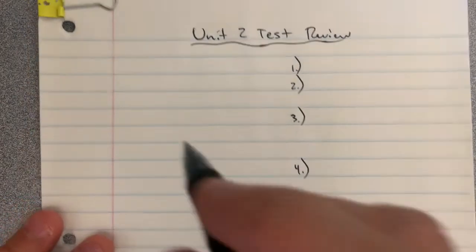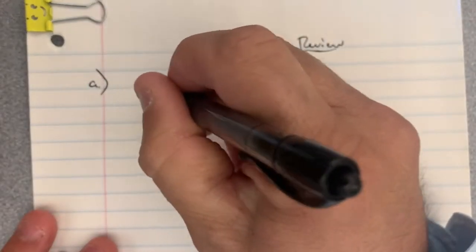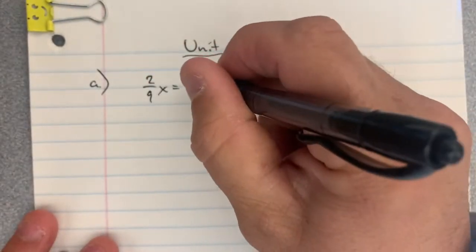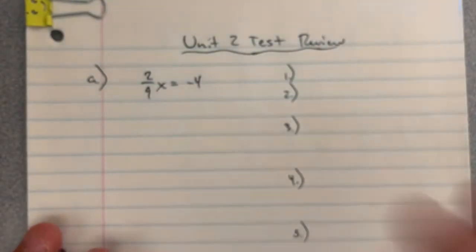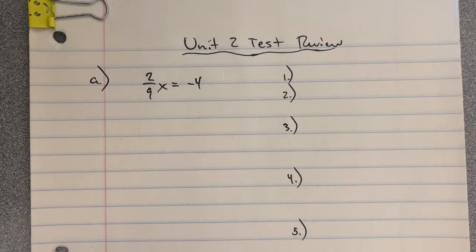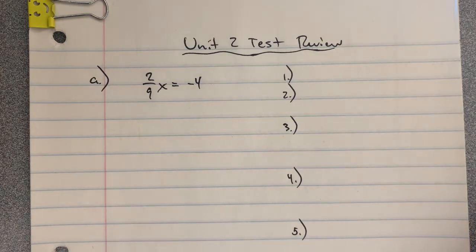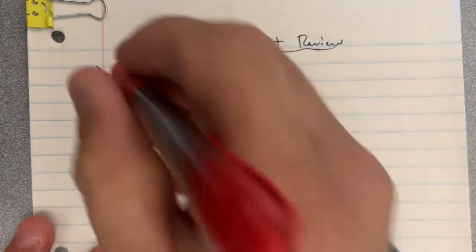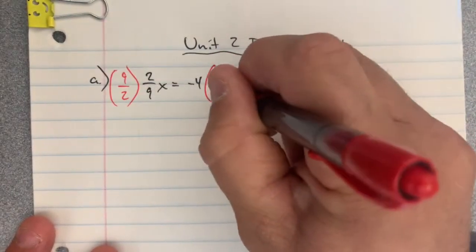All right, so the very first type of problem that we saw, for example A, looked like this: 2/9 x equals -4. To solve this problem, we need to get x by itself, and we need to multiply by the reciprocal. We don't want to divide by 2/9 on both sides. That's dividing fractions, and they have to do keep, change, flip. So to alleviate that problem, we'll just multiply by the reciprocal. The reciprocal of 2/9 is 9/2. And what I do to one side, I do to the other.